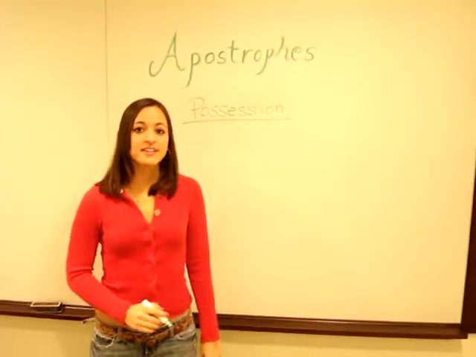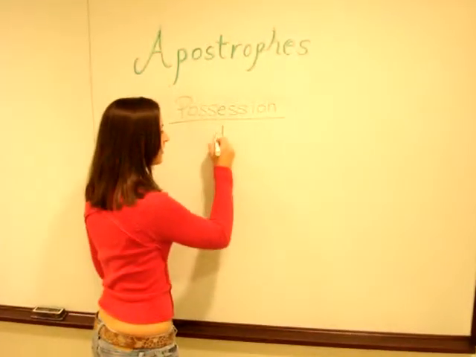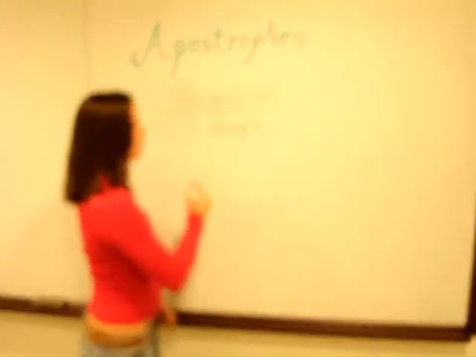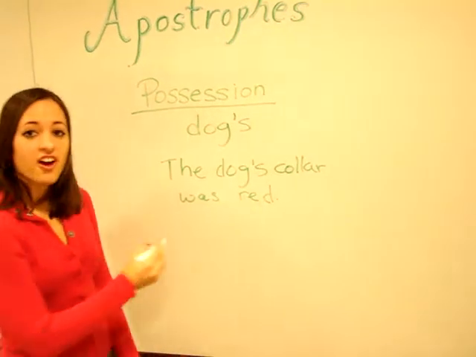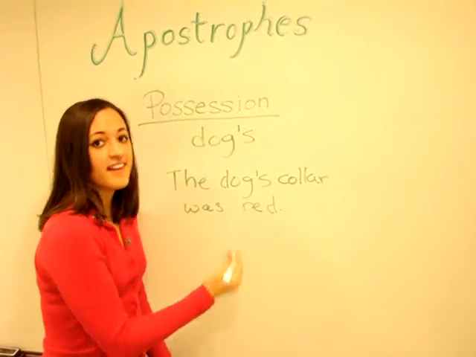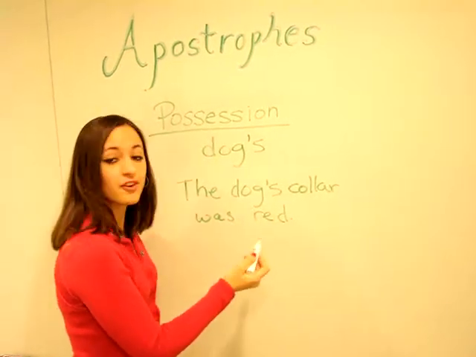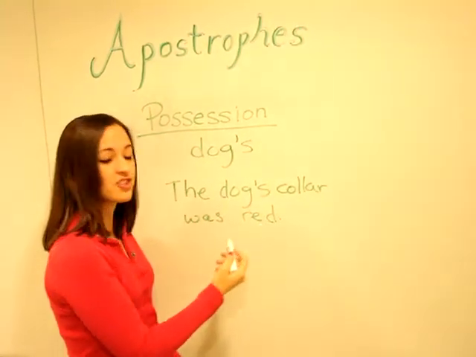The first example we're going to talk about is possession. Now here's an example of a word that shows possession. Dog's. So here's this word in a sentence. The dog's collar was red. This shows that the collar belonged to the dog, and therefore you add an apostrophe S to show the possession.